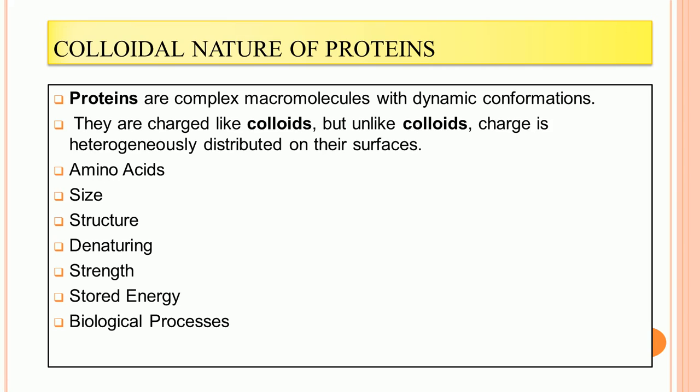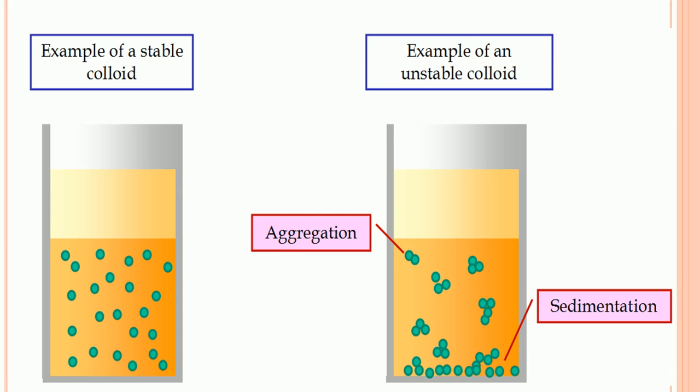According to the colloidal nature of proteins, proteins are complex macromolecules with dynamic conformations. They are charged like colloids, but unlike colloids, the charge is heterogeneously distributed on their surfaces. There is amino acid size, structure, denaturing, strength, stored energy, and biological process. All these are the colloidal nature of the protein. Now you can see here, this is a very good example of stable colloids, with the particles equally distributed in a proper sequence.